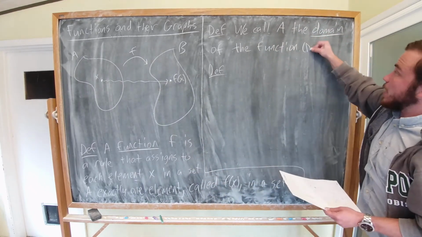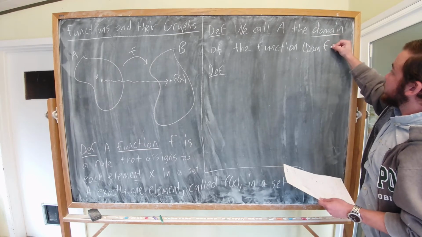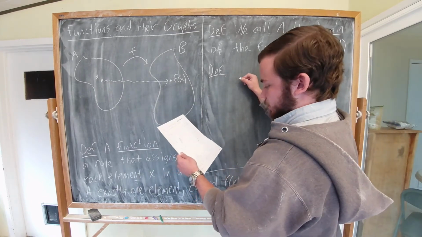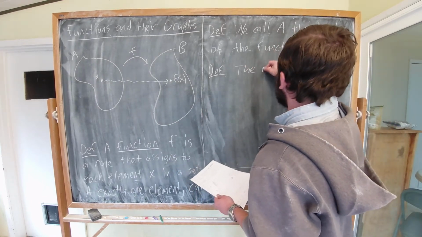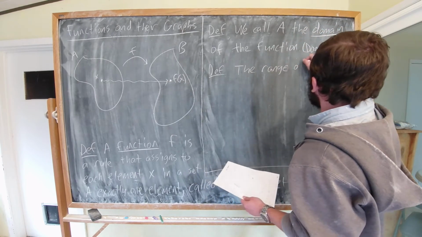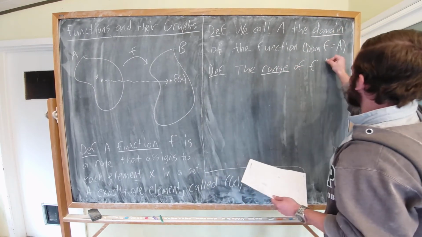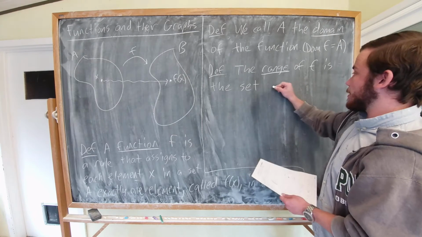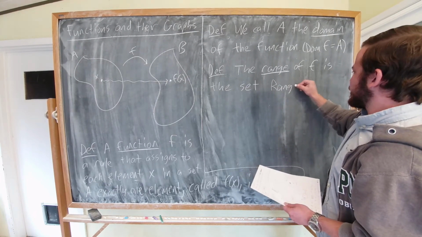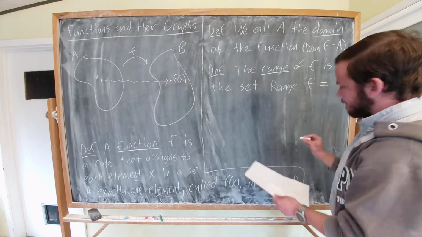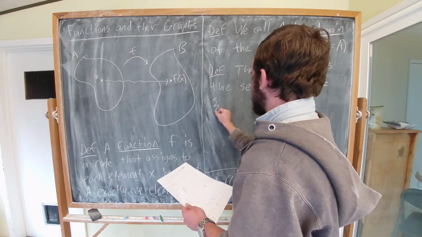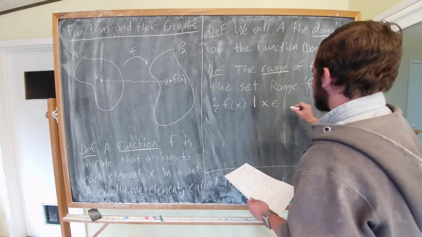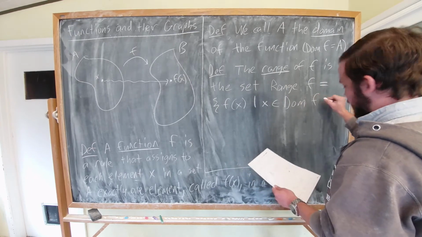So here for domain, we might write dom f is equal to A. Here we're going to define another set called range f. So the range of f is the set range f. You might also see im of f, which is short for image of f. Range f equal to the set of all f of x, where x runs through the domain of the function.